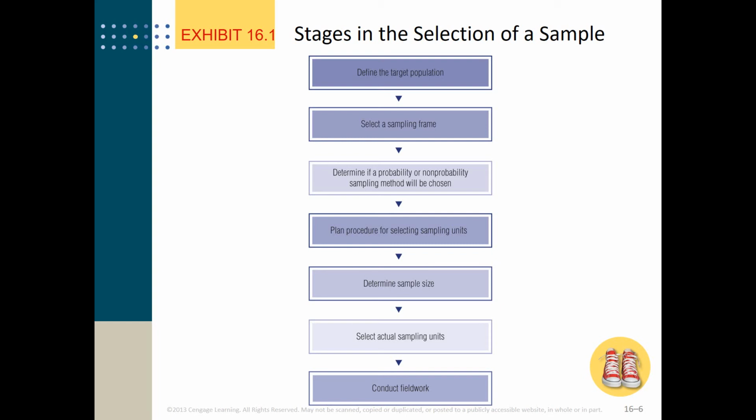First of all, you can see that there are different stages in selecting a sample. For example, defining a target population, selecting a sampling frame. These two stages will be discussed in this learning objective, and the remaining will be discussed in the subsequent learning objectives. So after selecting a sampling frame, we will be choosing a particular sampling technique. Then we will plan how to select sampling units. Then we will determine sample size, then select actual sampling unit, and last of all, we will conduct field work.